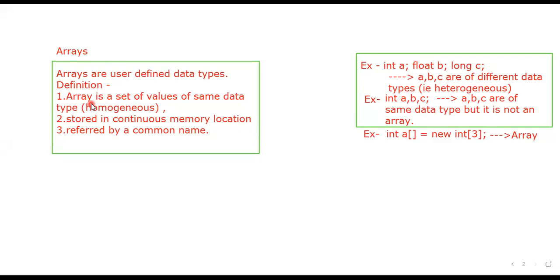Yes, ma'am. Array is a set of values of the same data type, which is homogeneous. Second, it is always stored in continuous memory locations. Third, it is always referred to by a common name. A continuous memory location is also called contiguous cells, the cells which are continuous.